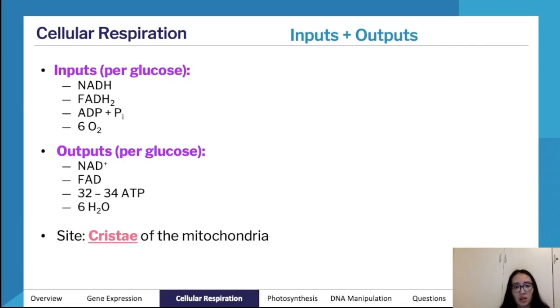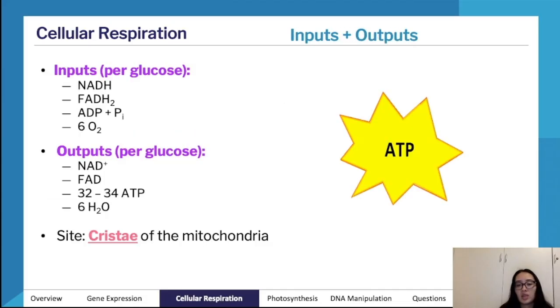Here's just a summary. Inputs per glucose are NADH, FADH2, ADP and Pi, and oxygen. Your outputs per glucose are NAD+, FAD, and 32 to 34 ATP, or 6 water molecules. This occurs in the cristae of the mitochondria. You've got lots of ATP energy being produced.